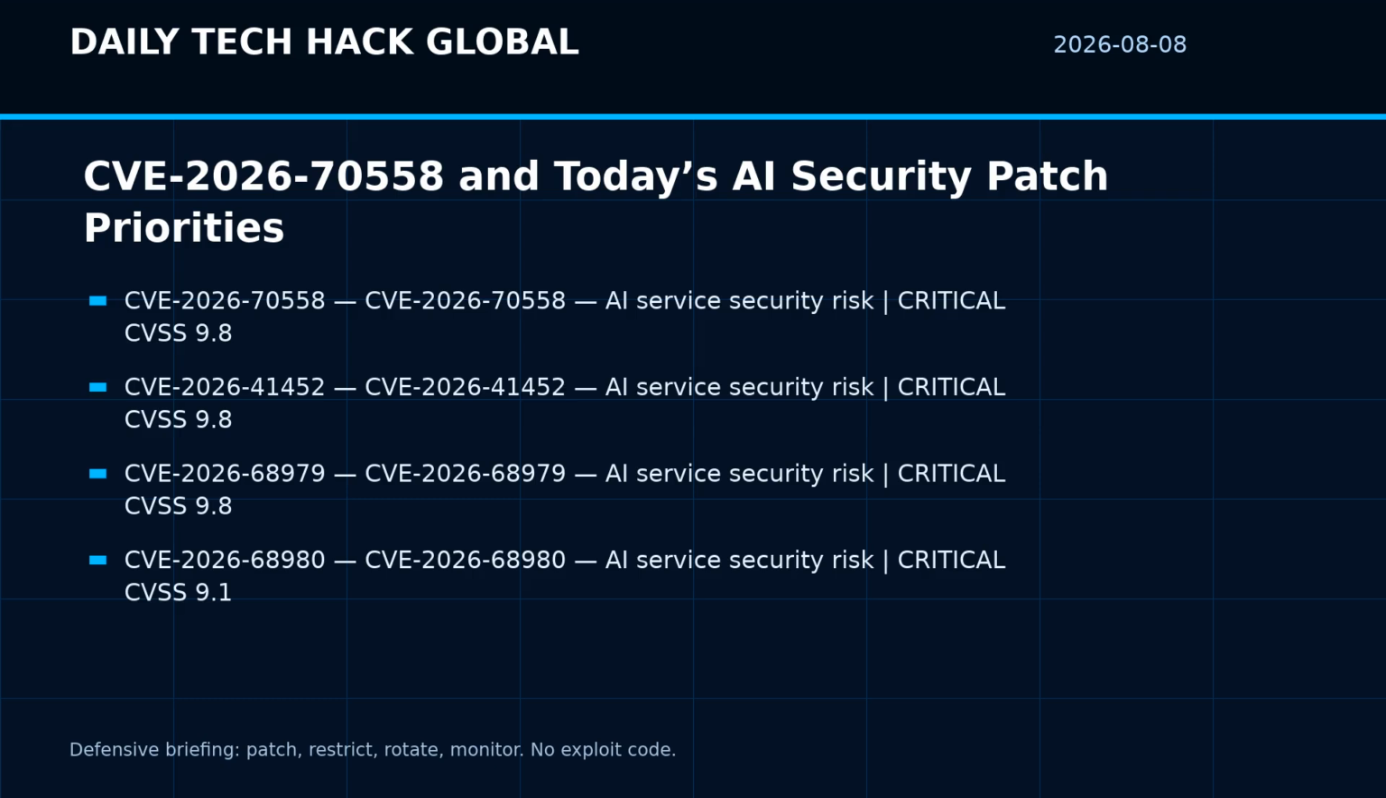If your team runs cloud workloads, AI services, developer pipelines, or internet-facing infrastructure, today's security question is simple. Which patch changes your blast radius first? This is Daily Tech Hack Global for August 8, 2026. The facts in this briefing come from NVD, CISA when reachable, and linked vendor advisories. I will keep the discussion defensive: no exploit commands, no payloads, and no step-by-step attack chains.